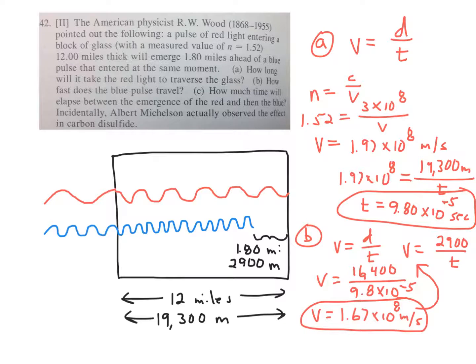It did also mention that Albert Michelson observed this effect in carbon disulfide, but he didn't have a 12-mile chunk. He somehow observed this in a smaller chunk in a laboratory, with red and blue going through some carbon disulfide, and the red pulse comes out first. It'd be an interesting lab or experiment to Google and see more information on that.